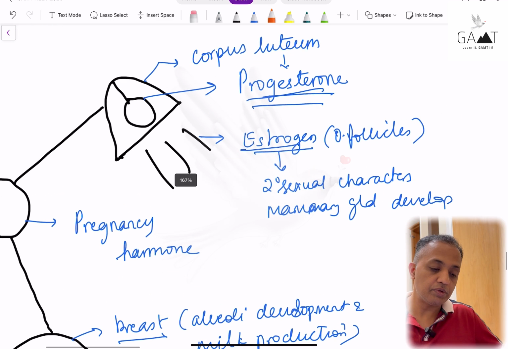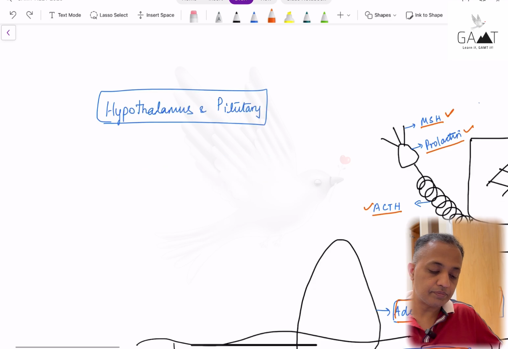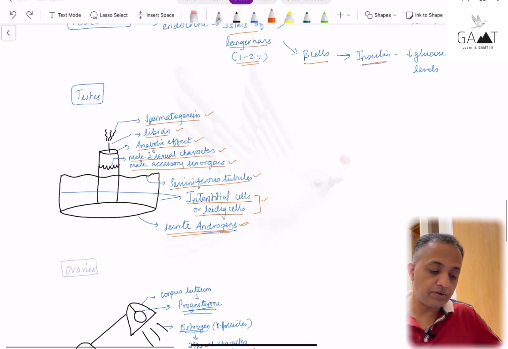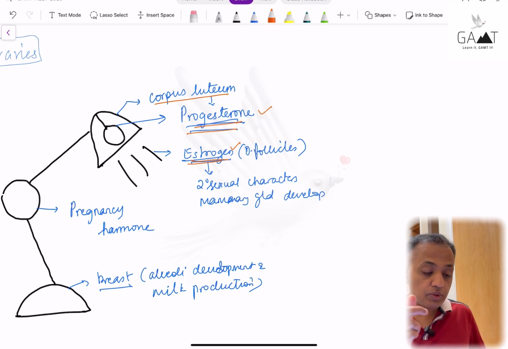The ovaries secrete two types of hormones. Progesterone is the bulb, the letter P. The light coming out stands for the letter E. So the ovary secretes two hormones, progesterone and estrogen. Estrogen is secreted by the ovarian follicles. The progesterone is secreted by C and L, the corpus luteum. So the corpus luteum secretes progesterone, and the ovarian follicles secrete estrogen. That's all you need to remember about the hormones produced by the ovaries.